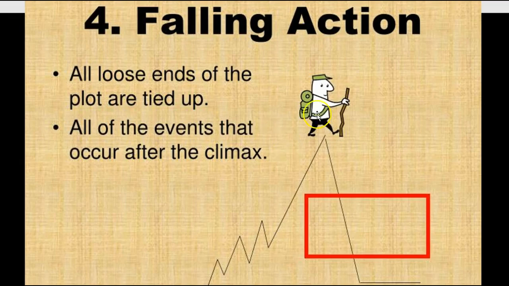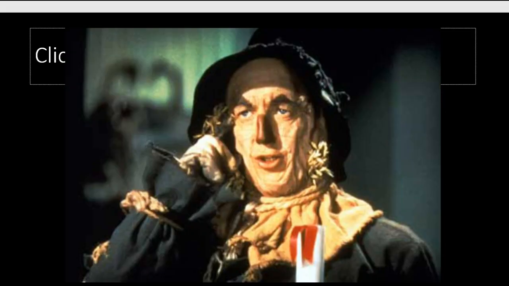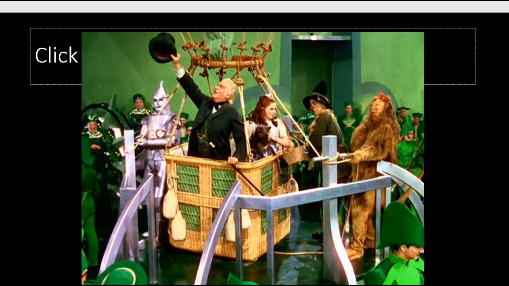So falling action is after the point of the climax, and things start to shake out. So in the case of the witch being dead now, rewards are due, so the Tin Man gets his heart. The Scarecrow, and the wizard gives them all something, gets a diploma and therefore a brain, and the Lion is given courage. And so the main reward, of course, is the one that's driven this whole narrative, and that is to get Dorothy back home.